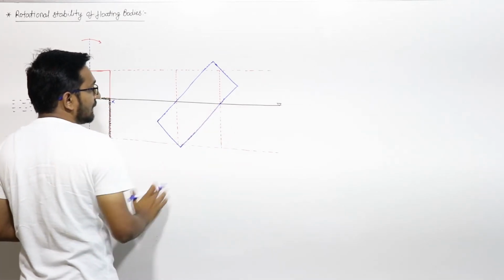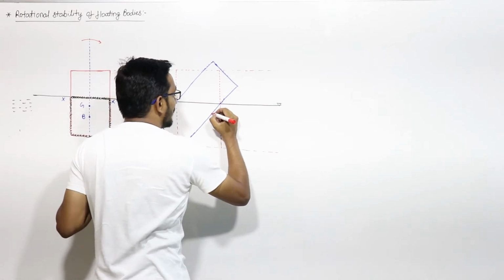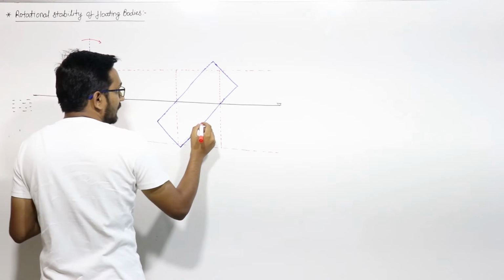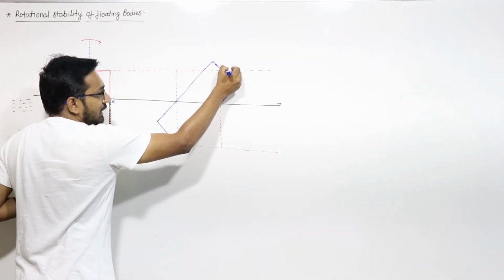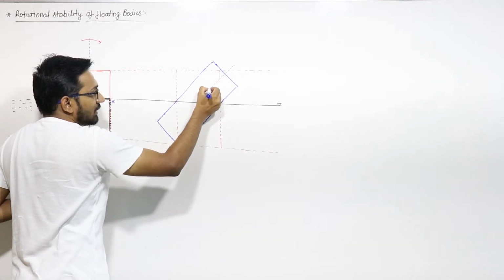So this is the body. Now let us say if this is the 10 meter, let us suppose we show that now the axis of this body is this one. I can say that this is the axis of the body now.